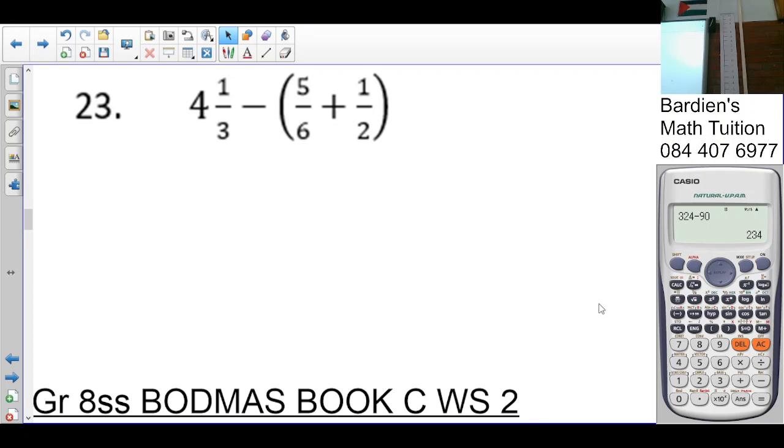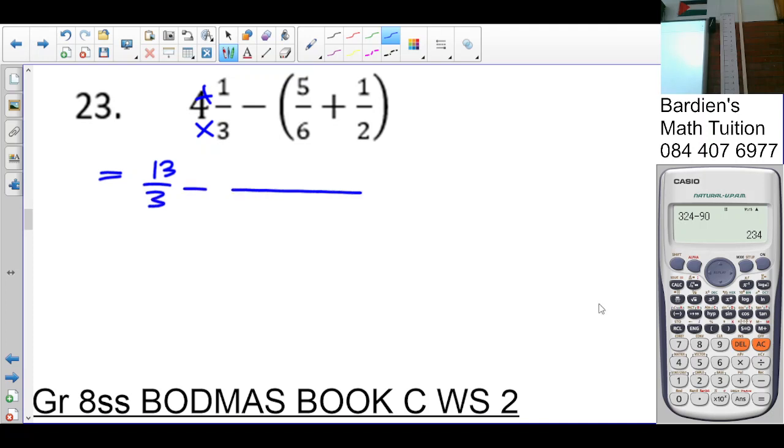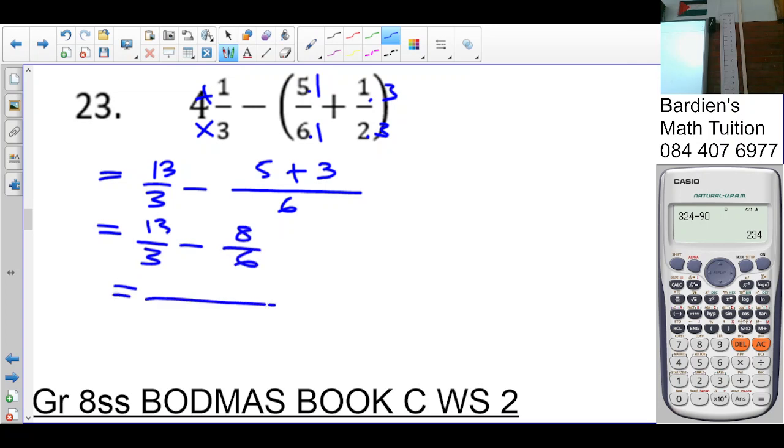Right, so what do we do first? Improper. There's going to be 13 over 3 minus, what's the LCM here? 6. So you times by 1, times by 3. So it's 5 plus 3. What's 5 plus 3? 8 over 6. I could have simplified the first, then your LCM would have been 3. But I pulled the 6 for LCM first, so let's go with that.